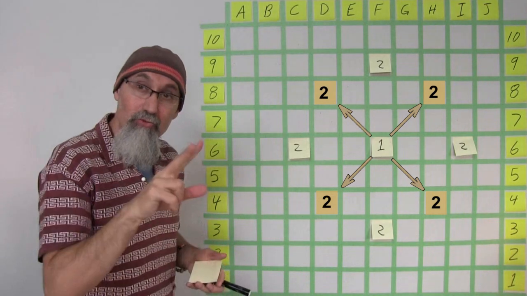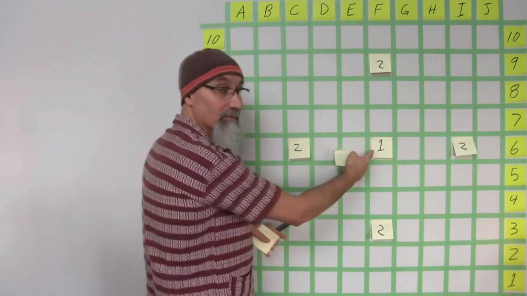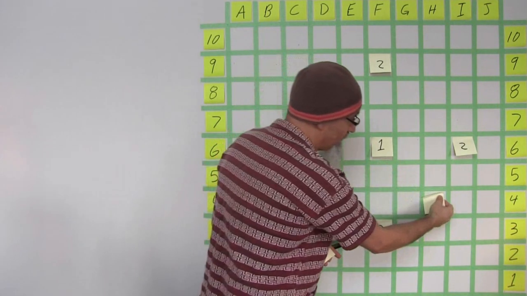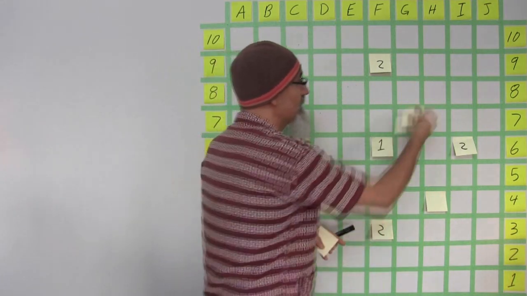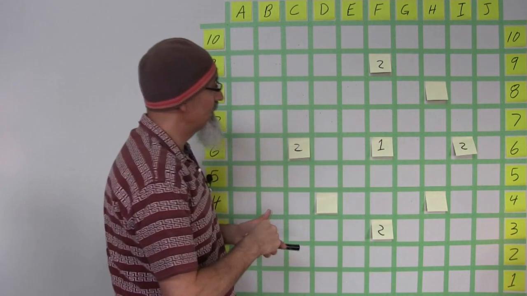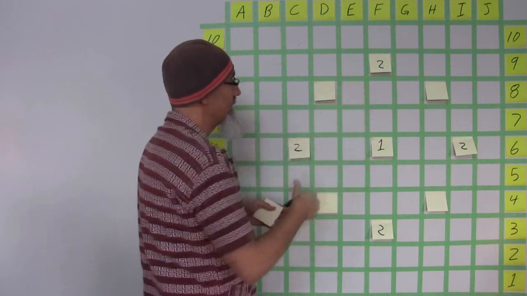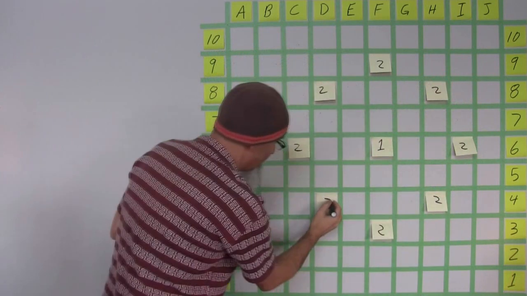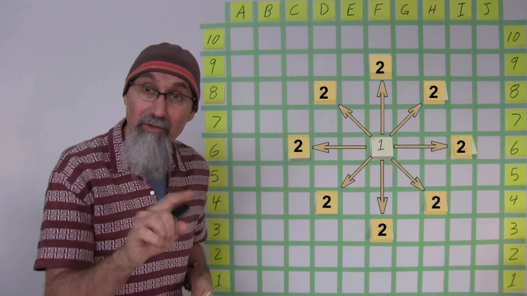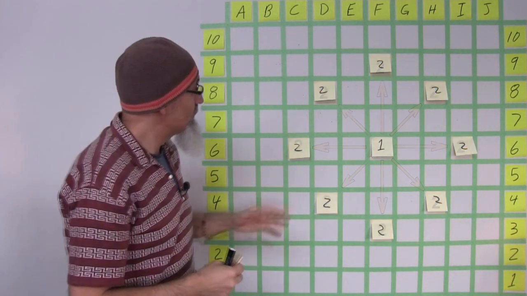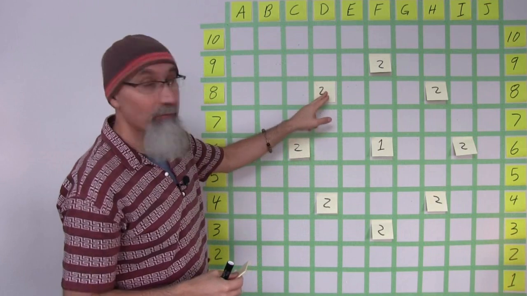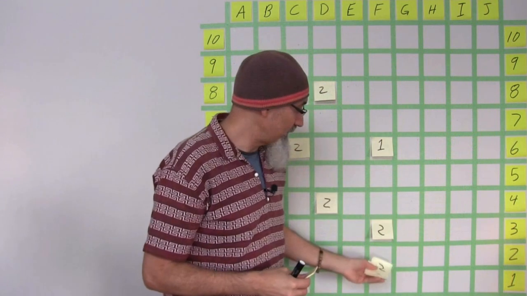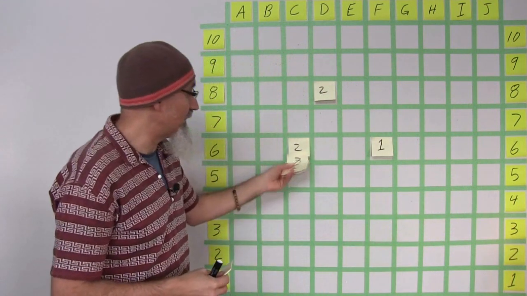Diagonally, you have to be 2 squares away from the previous number. So number 2 could go here, here, here, or here. We could only place one number in a square. So let's assume we put the number 2 here. That's our option. The next number is number 3, and the same movement types apply.